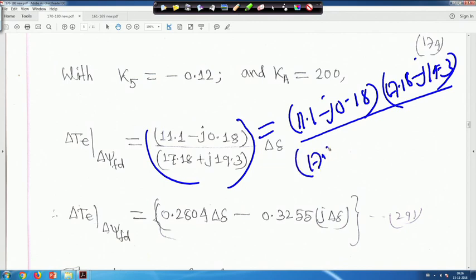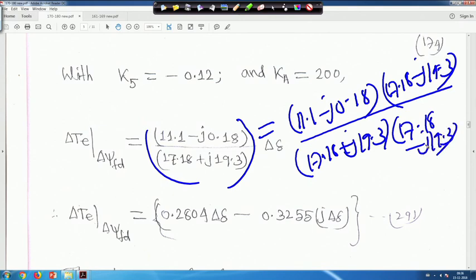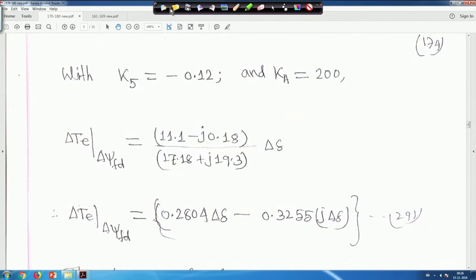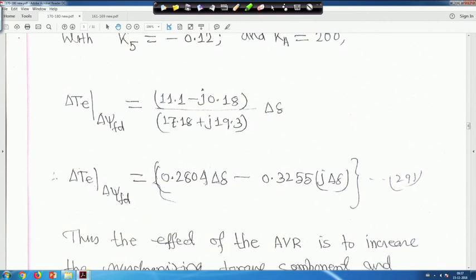Numerator and denominator you multiply by 17.18 plus j 19.3, and the denominator term basically will be 17.18 square plus 19.3 square. Then you simplify, and you will get delta T due to delta psi FD as 0.2804 delta delta minus 0.3255 into j delta delta.